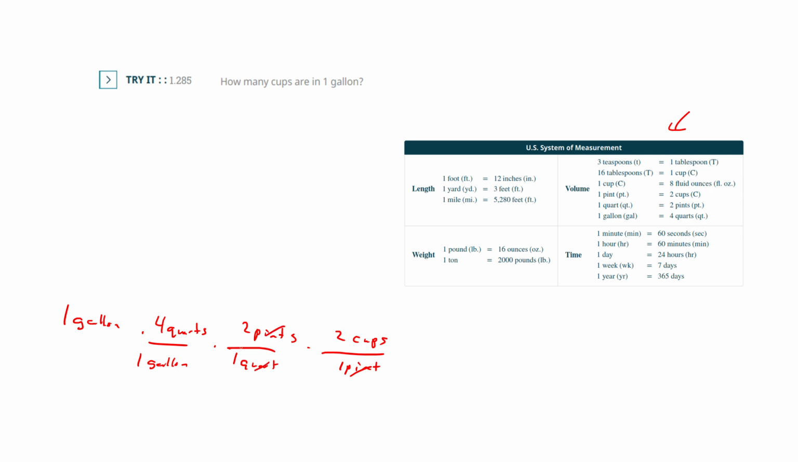Okay, all the words cancel. So we're going to multiply across the top. We get 4 times 2, 8. We get 16 cups. Nothing left on the bottom but ones.